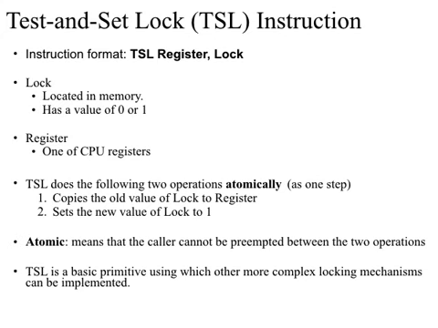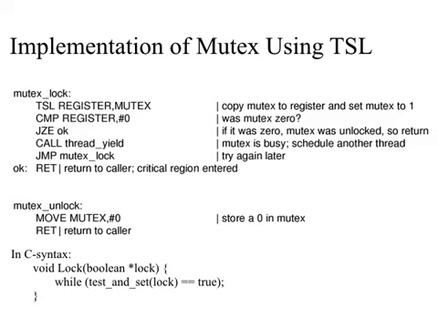So using this, let's see how you can implement a mutex, or a binary semaphore. Here we have the mutex lock routine, where you first execute the TSL instruction on the mutex with a temporary register, and then you compare the register value to the number 0. If the old value of the register was 0, then you jump out of the lock routine. It means that acquiring the lock was successful.